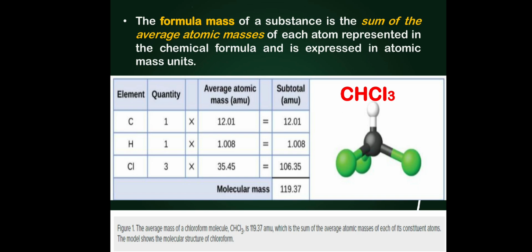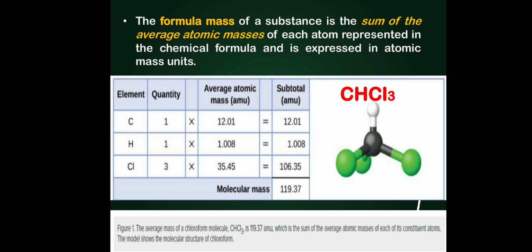So for the quantity of carbon, we have 1. Hydrogen, we have 1. And chlorine, we have 3, since the subscript here is 3. Get it? For the average atomic mass, where can we get it? The atomic mass of each element is in our periodic table. For carbon, 12.01. For hydrogen, 1.008. For chlorine, 35.45. What you're going to do is multiply the quantity by the average atomic mass.